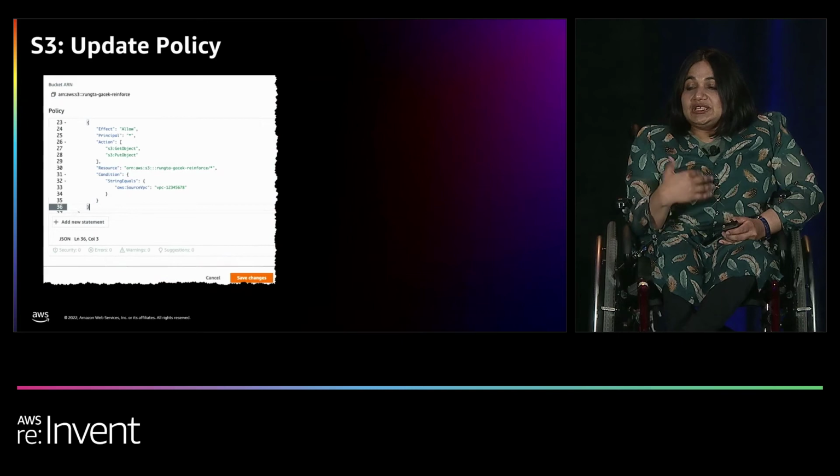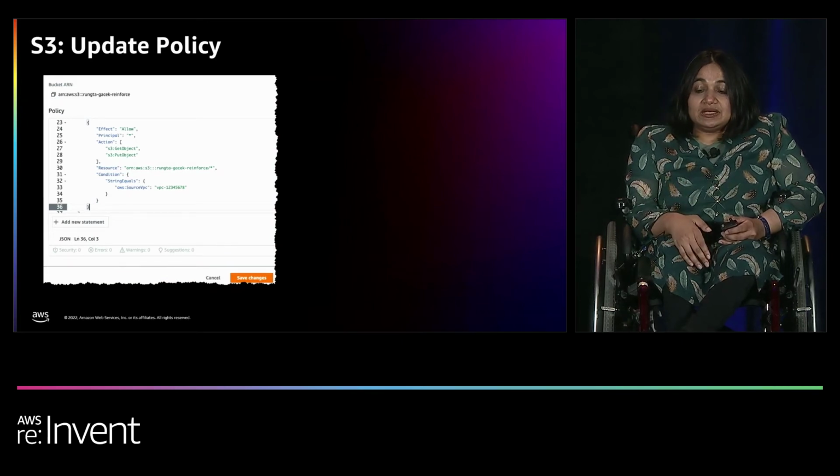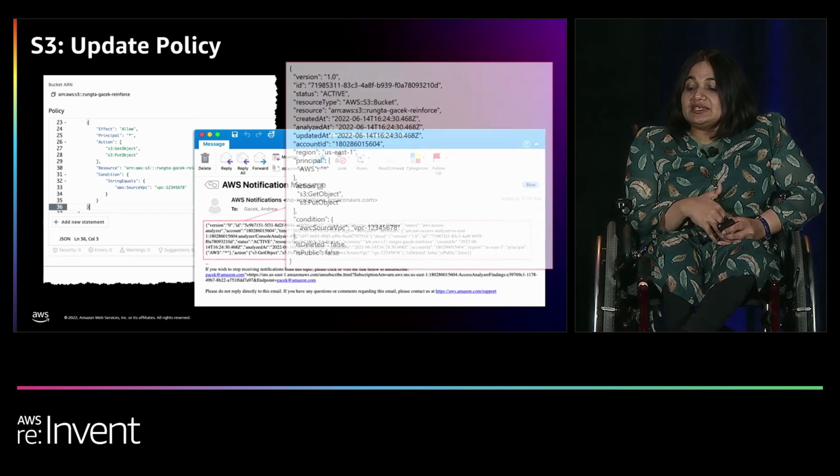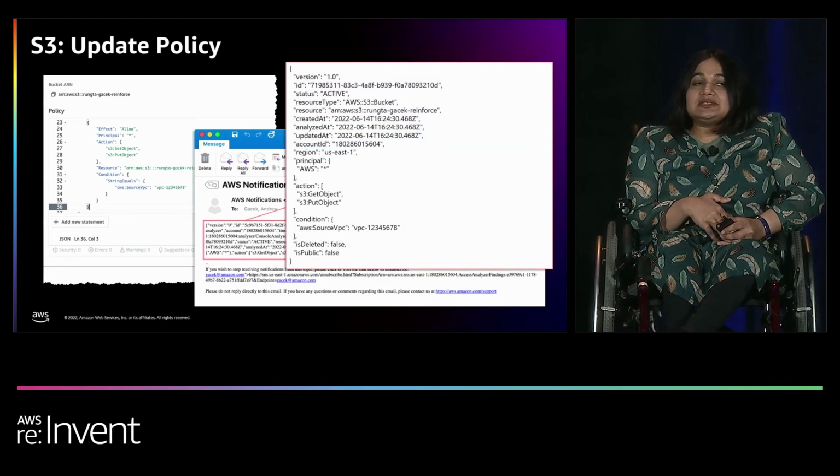We'll start by changing the bucket policy to grant new access from an external VPC. Within a couple of minutes, Access Analyzer detects this change, it analyzes the new policy and generates a new finding, which shows up in my colleague's email. Zooming in, we can see that this message contains various details on the access. When it's first identified, what actions are allowed, whether it's allowing public access or not.